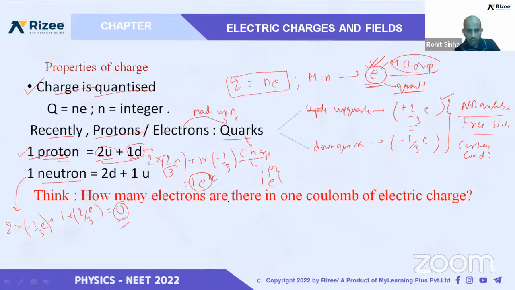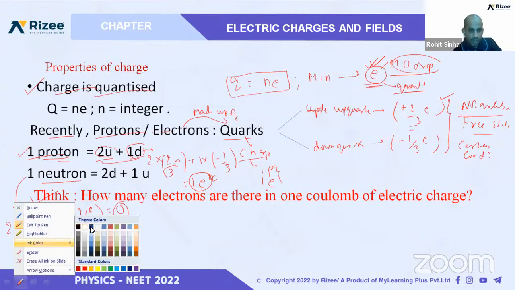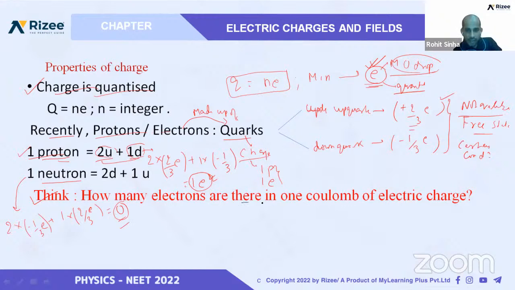Okay. Now let me discuss one question with you. The question is: how many electrons are there in 1 coulomb of charge? Can anyone tell me how many electrons are possible in 1 coulomb of charge? Can anyone discuss with me? Tell the answer. I know you all know. Please, how many electrons? Anyone? Yes, good.